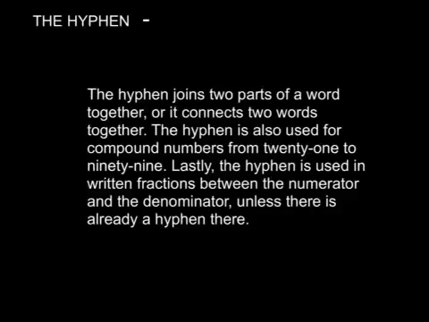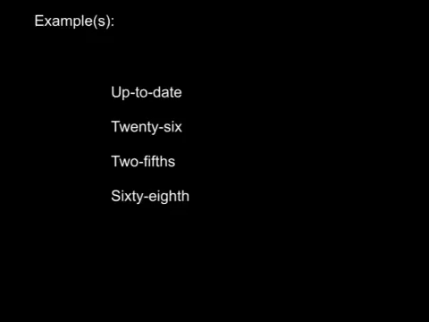The hyphen. The hyphen joins 2 parts of a word together, or it connects 2 words together. The hyphen is also used for compound numbers from 21 to 99. Lastly, the hyphen is used in written fractions between the numerator and the denominator, unless there's already a hyphen there. Examples. Up-to-date. You have the hyphen here, and you have the hyphen here.